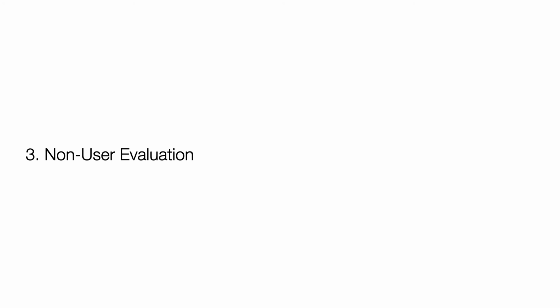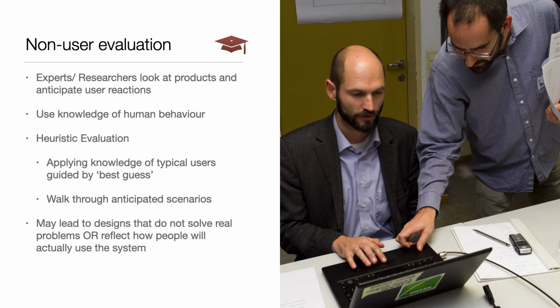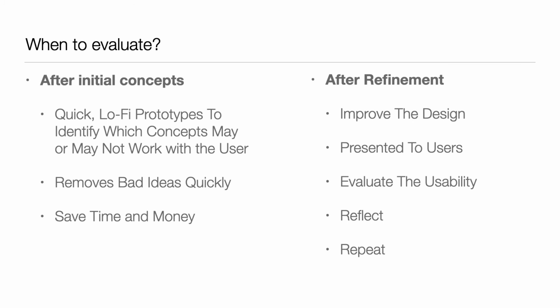The other type is non-user evaluation. This is where you have expert reviews, things called heuristics, lists of topics that if you follow them, your design will be good. So it's a really important way of doing things. We evaluate prototypes, we evaluate to improve design, to make things better for users. So design, present, evaluate, reflect on what went wrong, what went bad, and repeat.